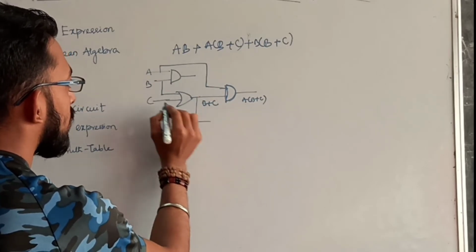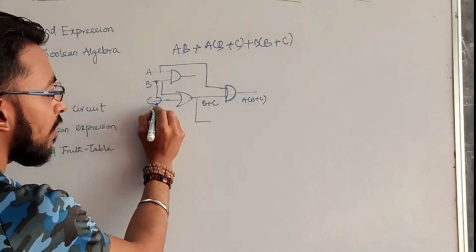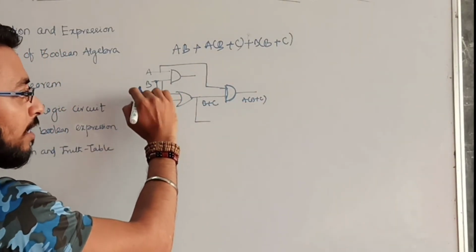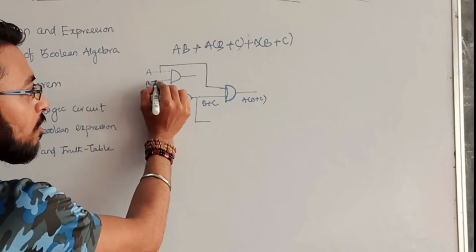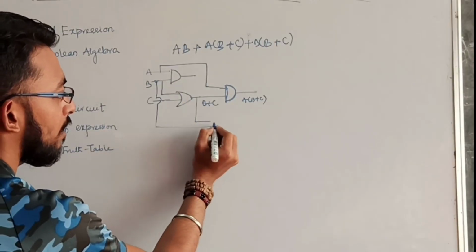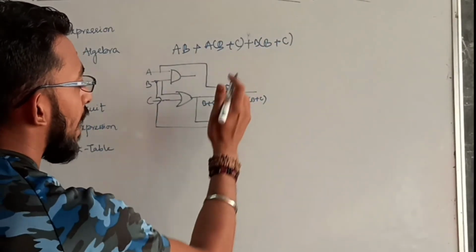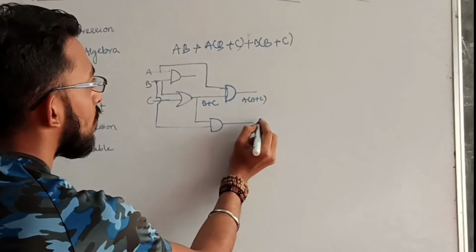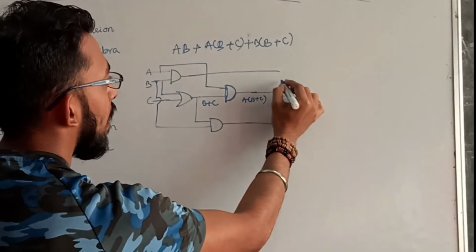So this is B plus C, and here I am taking B. This symbol is just for showing that this line is jumping over this line, which means they do not interact. I am taking the input from B only. And this B plus C, that I found from this OR operation, is ANDed with B. This is the second case. So this is the first, this is the second, this is the third, and the three are ORed.